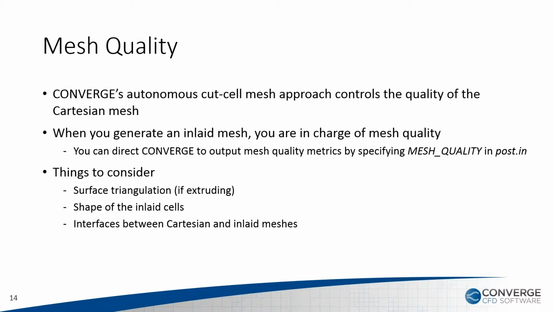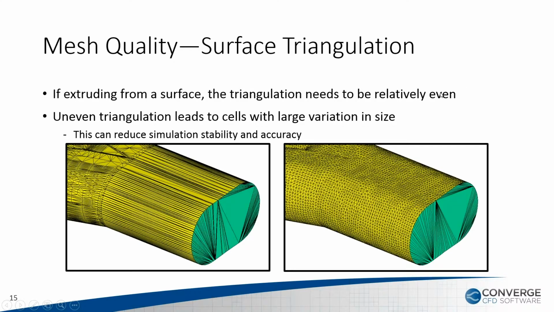Towards this, we have added a new variable that you can specify in post.in called mesh quality. This will output several mesh quality metrics that can help you determine if there are any problem areas in your mesh. I'll talk about this a little bit later on. With regards to mesh quality, there are a few things we would like to keep in mind. The first thing that we need to think about is surface triangulation.